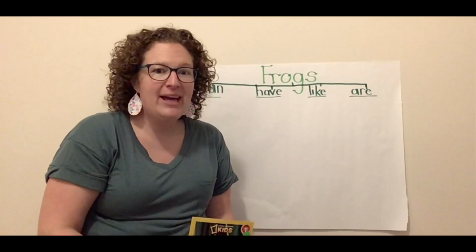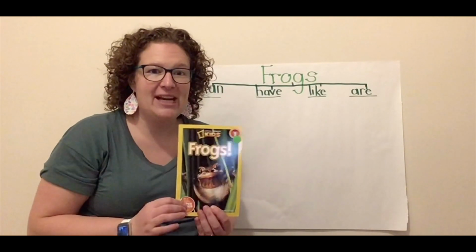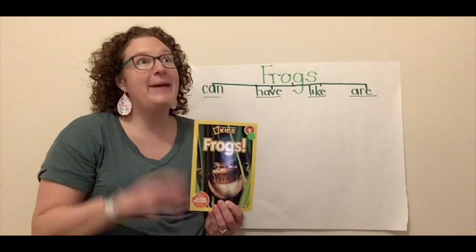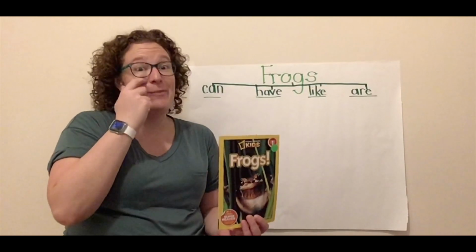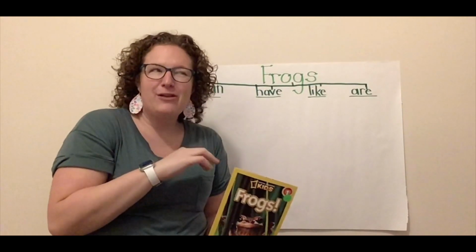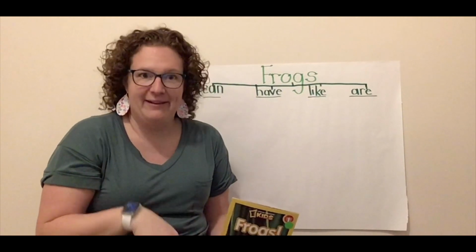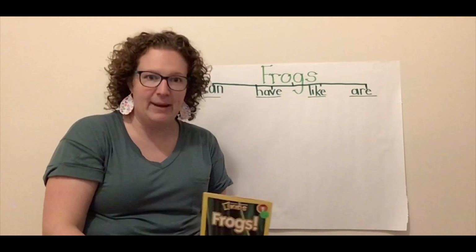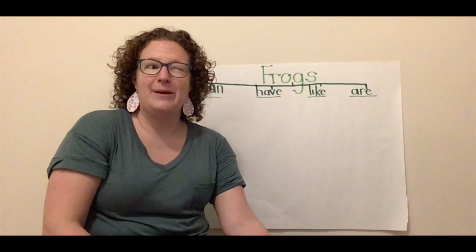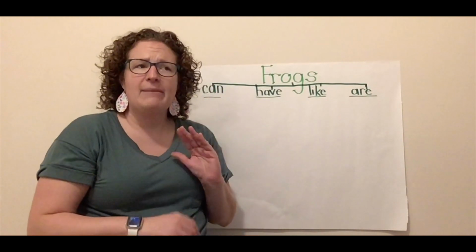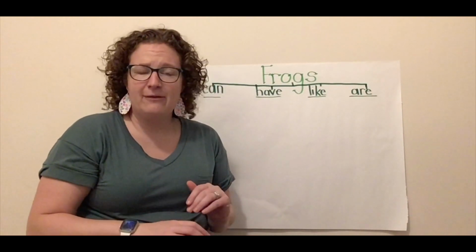Now that we have read our nonfiction text, we're going to talk about the main idea and some of the details of the book. And to help organize our thoughts, we're going to put them into categories. So what we're going to do together is we're going to make a tree map. And that will help us categorize all the details that we have about frogs.